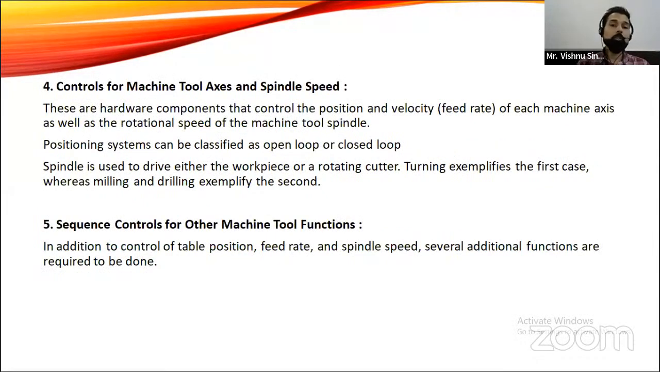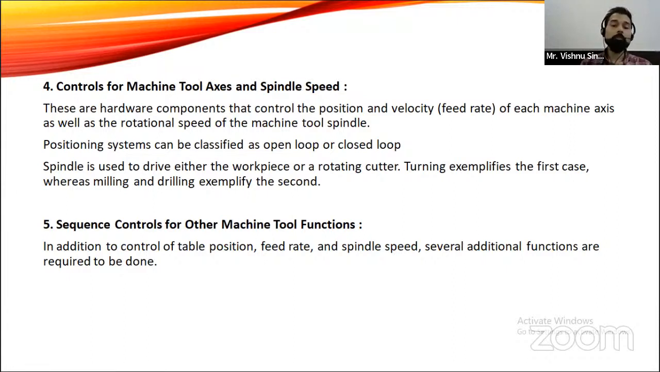The fourth thing that the machine control unit consists of is controls for the machine tool axes and spindle speed. My tool is held in the spindle. So how will I change my tool speed? It can be controlled with the help of the machine control unit only. These are the hardware components that control the position and the velocity of each machine axis. We have already seen that there are 6 axes used in the case of flat or prismatic parts, 3 linear axes and 3 rotational axes. How can we control those axes? With the help of the machine control unit of a CNC machine.